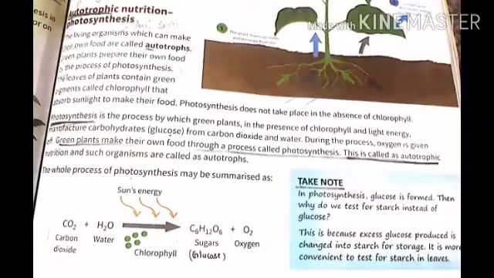Next is take note. There is one question for you: in photosynthesis glucose is formed, then why do we test for starch instead of glucose? Actually, some glucose is used by the plant for its development and extra glucose is stored in the form of starch in the plants. So it is more suitable for us to test the starch in leaves. So through this question it is clear to you that if we are finding starch in leaves, this means extra glucose has been produced, and extra glucose can only be produced if photosynthesis takes place in leaves.